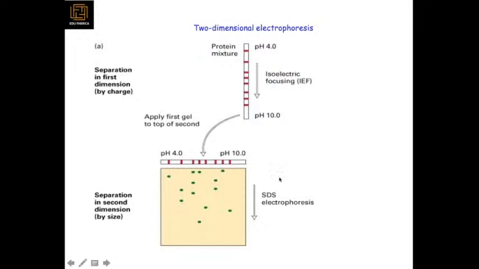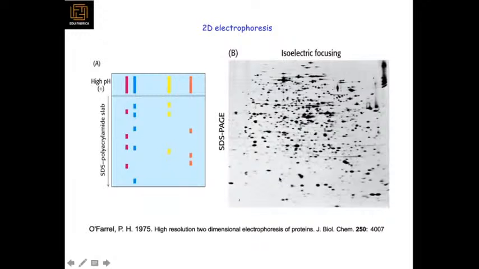This is two-dimensional electrofocusing. So you have a high pH here, low pH here, and on the side the SDS polyacrylamide gel is working on this side, and this is how your samples look. On the top is isoelectric focusing, on the bottom is the SDS page. So high resolution two-dimensional electrophoresis of proteins is being shown here.